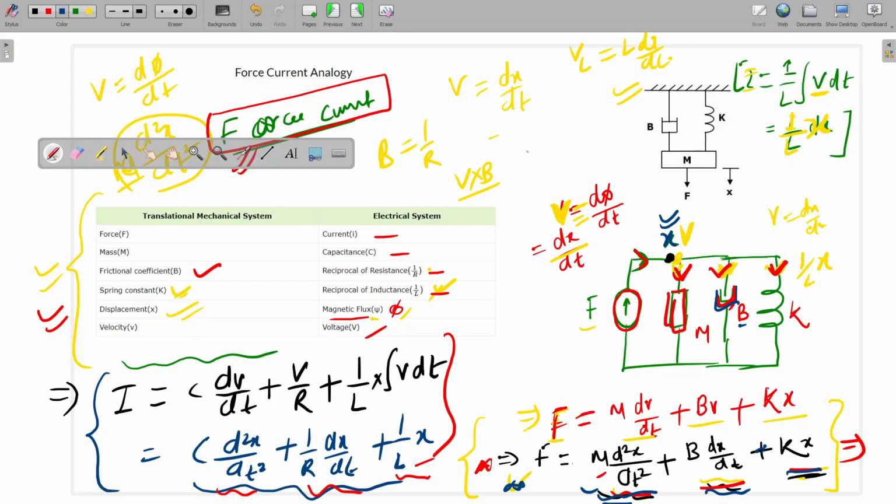Yes, sir. First we select the analogy, then we write the force equation, then we draw the circuit, then we convert it to the electrical equation.